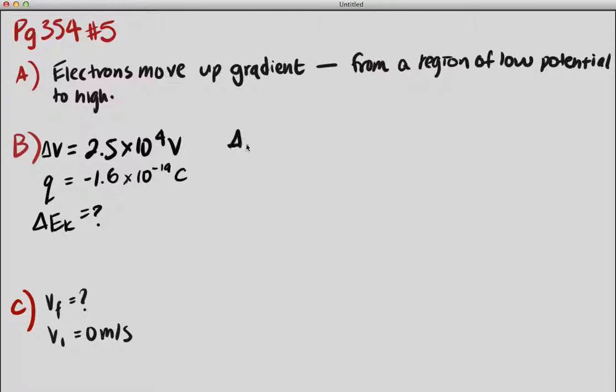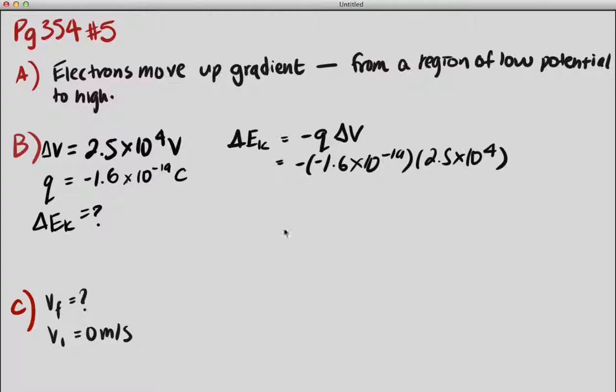We can write EK is equal to negative Q delta V. And then all we have to do is just sub in our values. So, and just use a calculator and solve, and the answer should come up to be that.